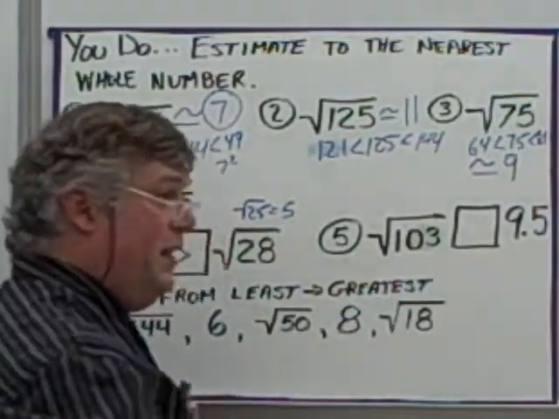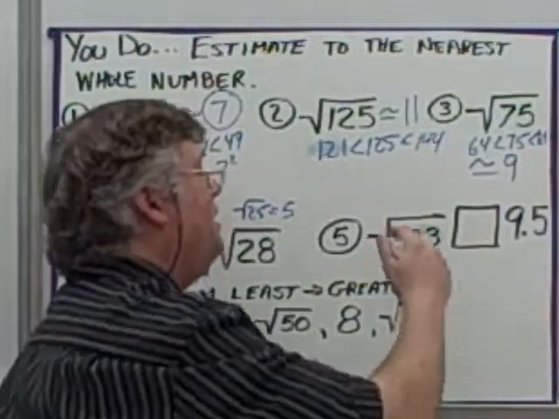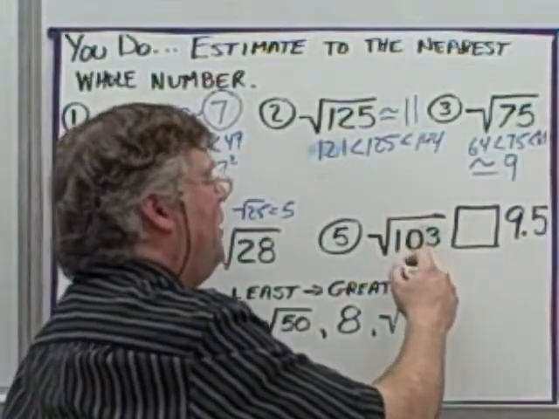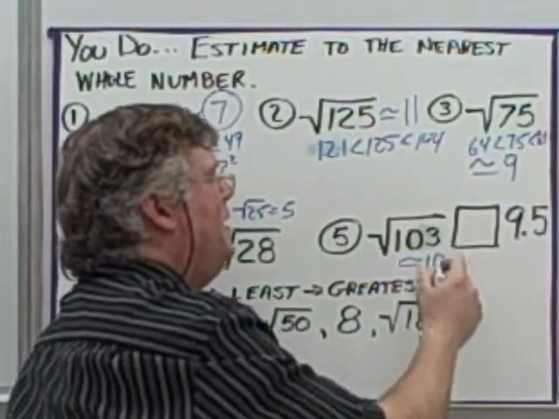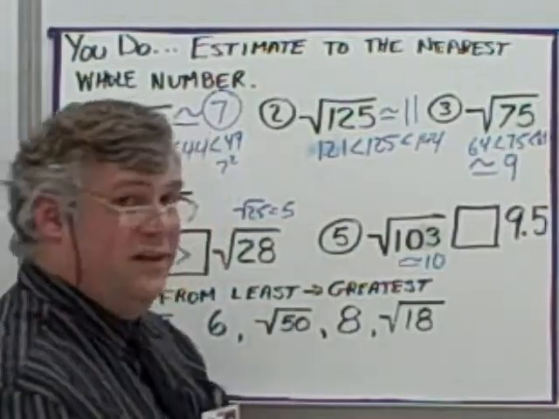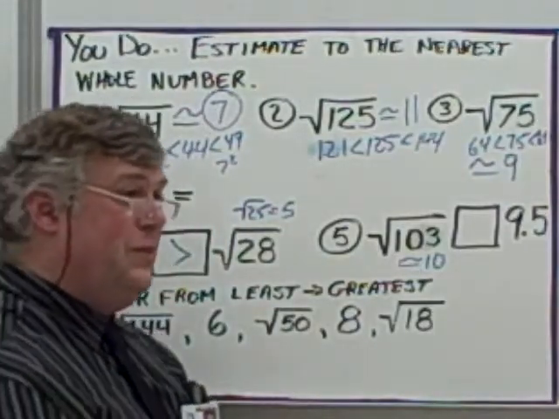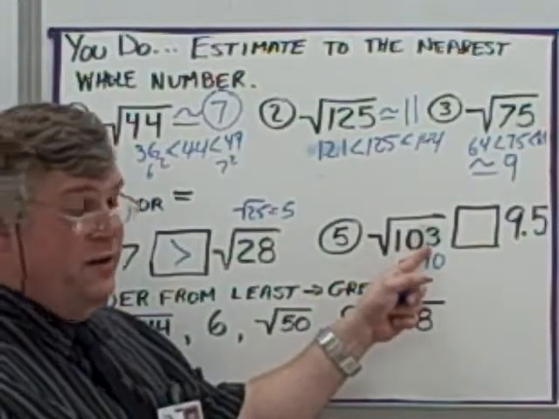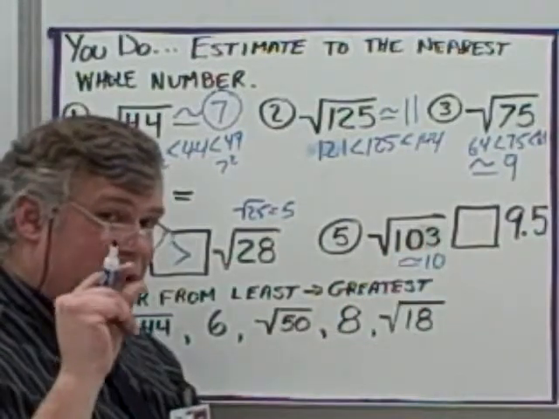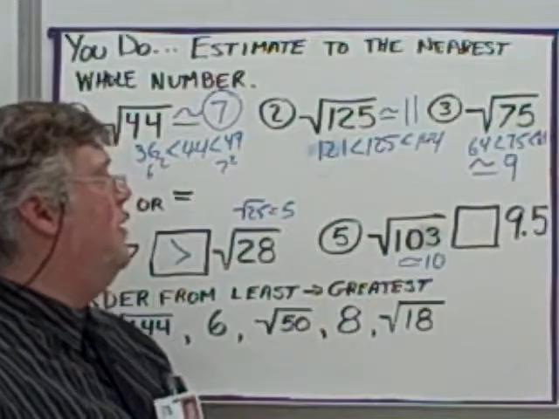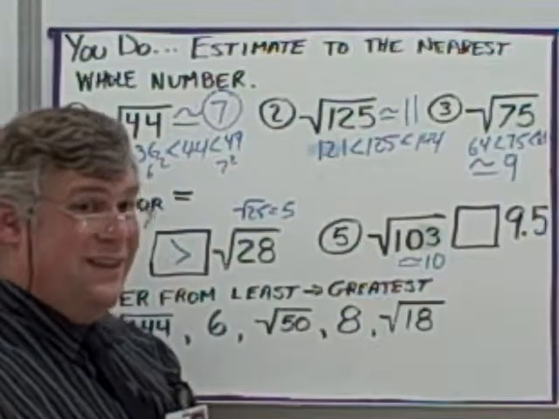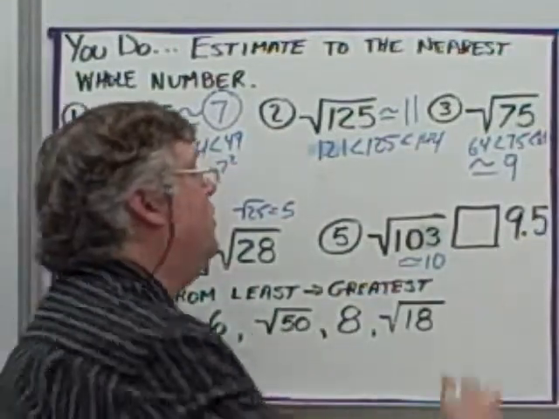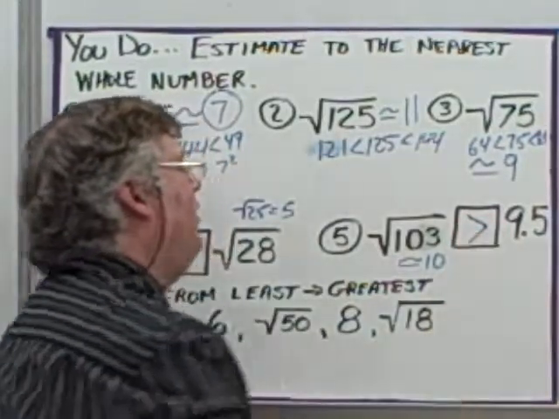Here, 103. That's pretty close to 100, which is 10 squared. So this is approximately 10. Is it going to be more than 10 or less than 10? Well, 10 squared is 100. So 103 means it's going to be a little bit more. 9.5 is actually less than 10. So we're going to have this greater than symbol here.